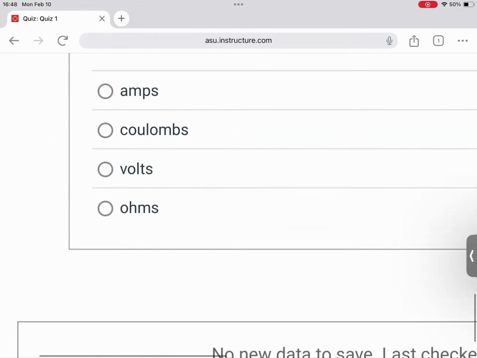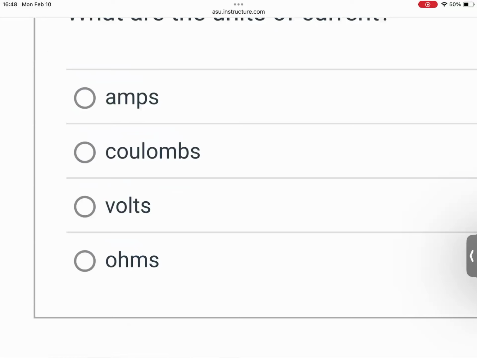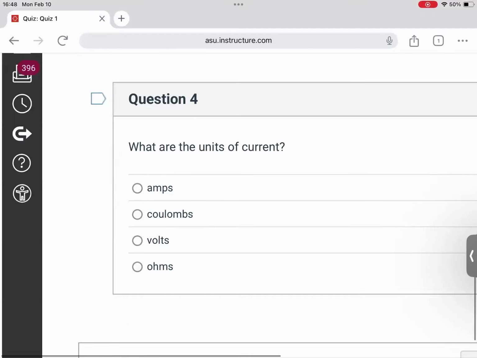Okay, let me follow up here and ask, awesome, Olivia. What question would I ask that the answer would be coulombs? The question would be, what are the units of charge? What question would I ask where the answer would be the third one? What are the units of voltage? What question would I ask where the answer would be the fourth choice? What are the units of resistance? That's right. Good.